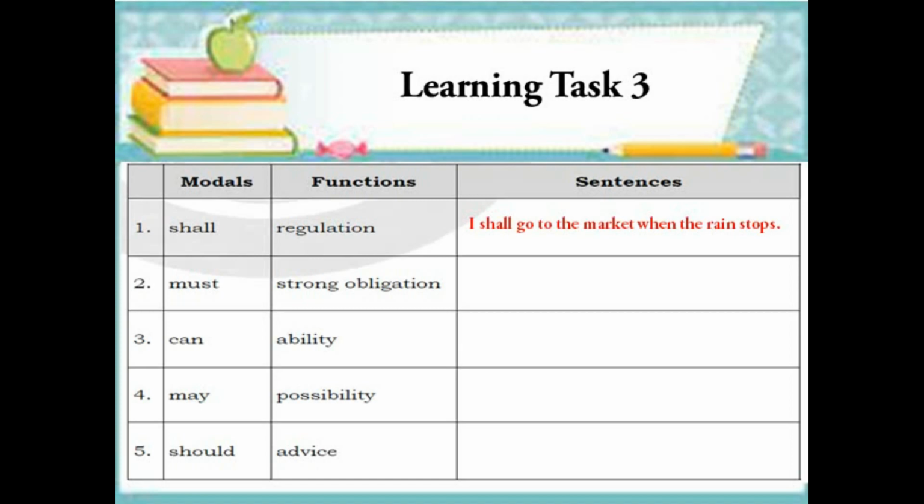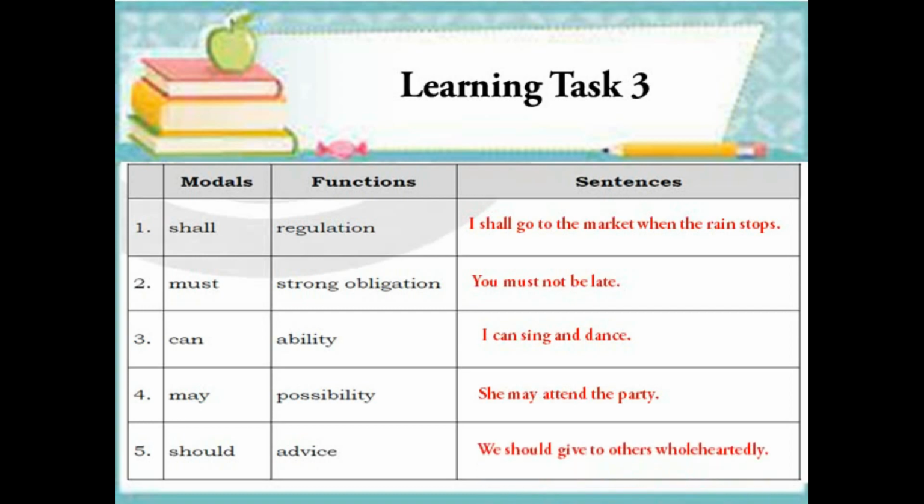Number 2, modal. Must. Function, strong obligation. My sentence is, you must not be late. Number 3, modals. Can. Function, ability. My sentence is, I can sing and dance. Number 4, modal. May. Function, possibility. My sentence is, she may attend the party. And number 5, modal, should. Function, advice. My sentence is, we should give to others wholeheartedly. Okay, now it's time for you to give your own sentences.